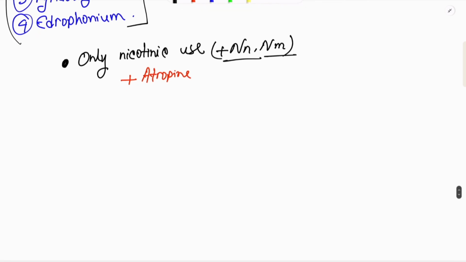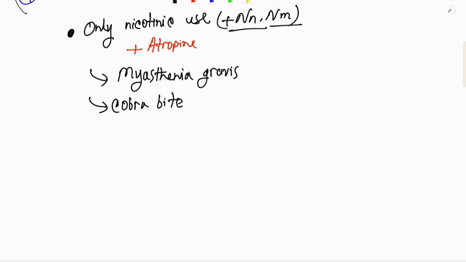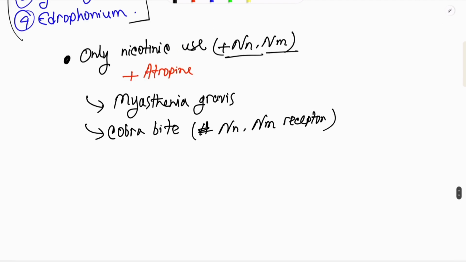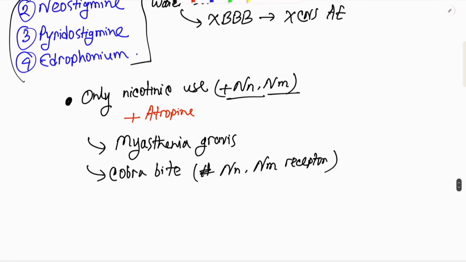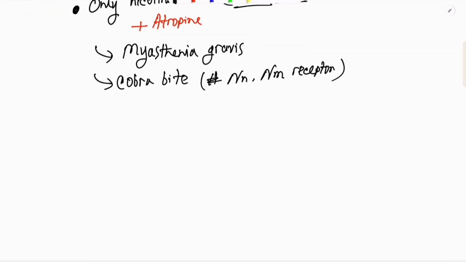So what are the uses? We can use it in myasthenia gravis. We will discuss myasthenia gravis in detail after this discussion. We can also use it in cobra bite. In forensic medicine, we have discussed that cobra venom is neurotoxic and it blocks nicotinic and NM receptors. So these three drugs, neostigmine, pyridostigmine, and edrophonium, can be used with atropine in cobra bite. It can also be used as reversal of muscle relaxants.